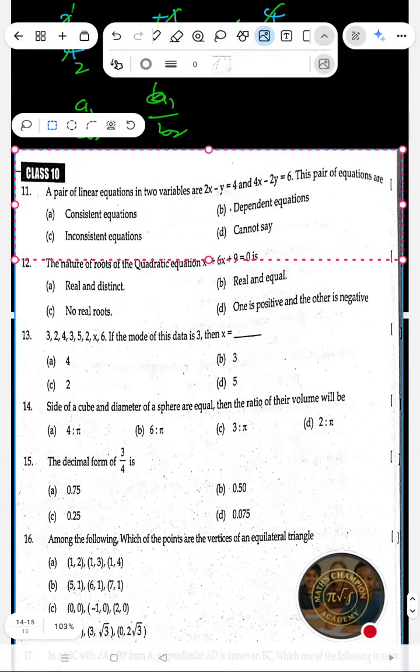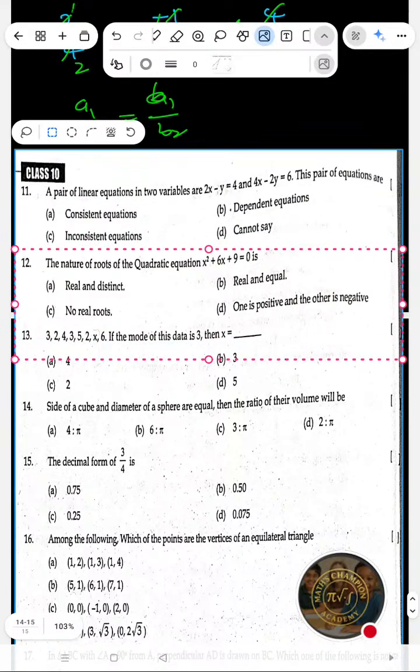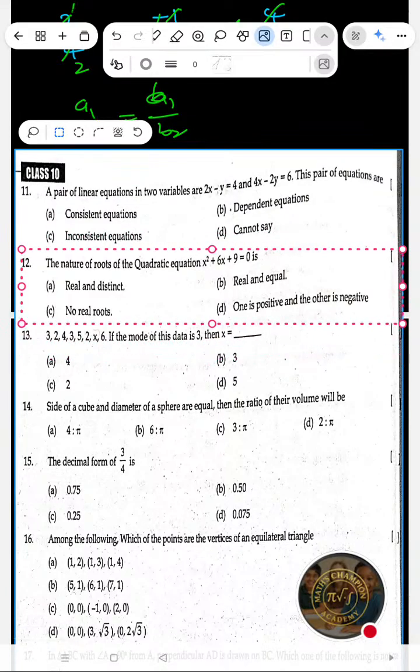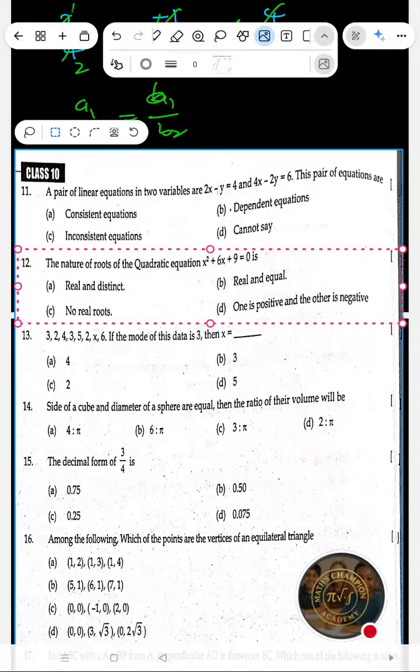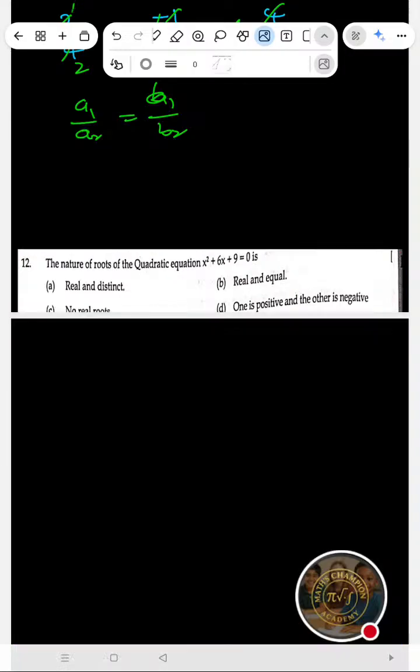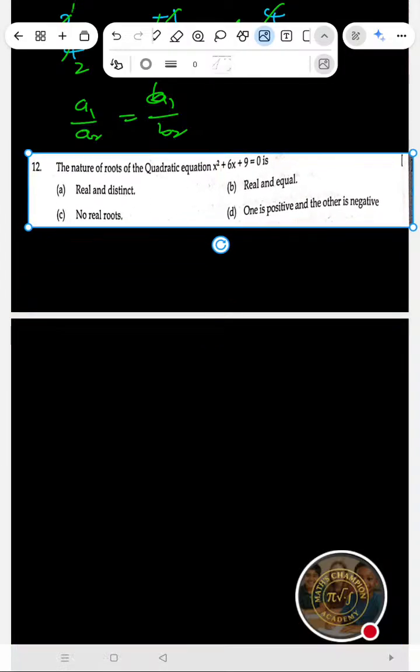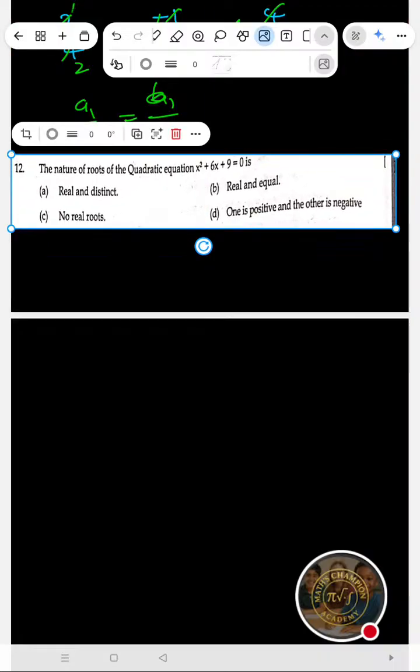Here, look at the next problem. The nature of the real roots. What is the condition for real roots? Try to comment. Condition for real roots.